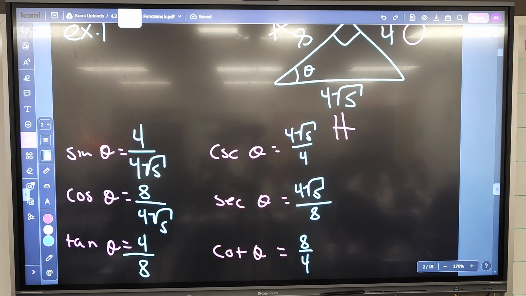Okay, there they are, right? If you write them like that, like this is the opposite over the hypotenuse for this one, and then you just have to flip them, right? Because they're just the flipped versions. Everybody okay with that part?